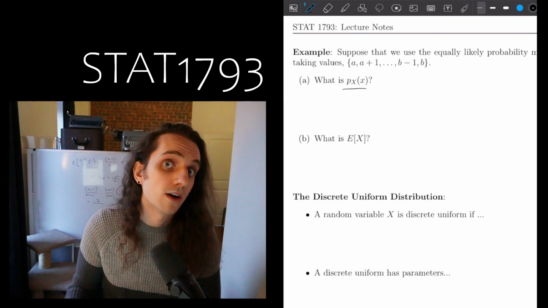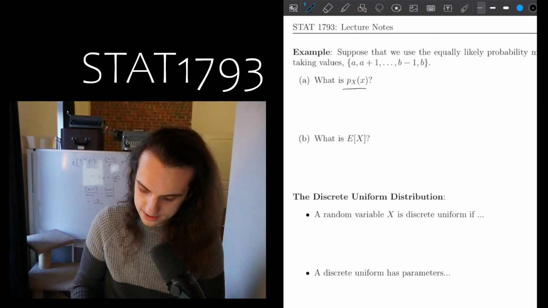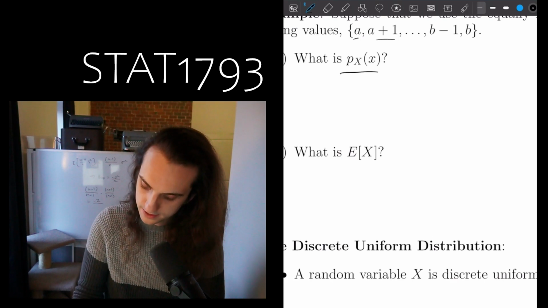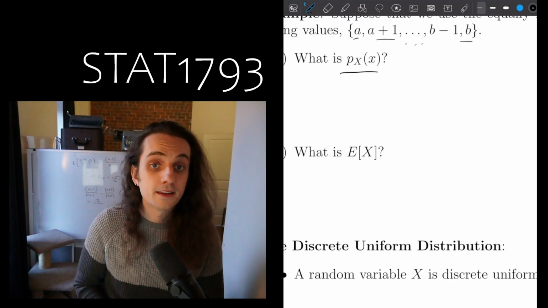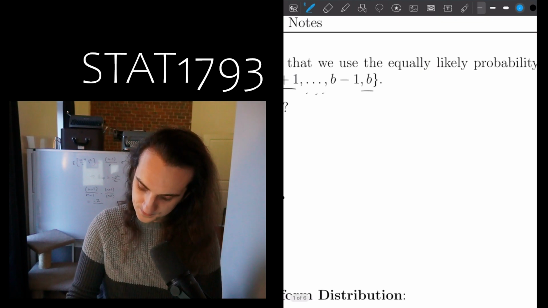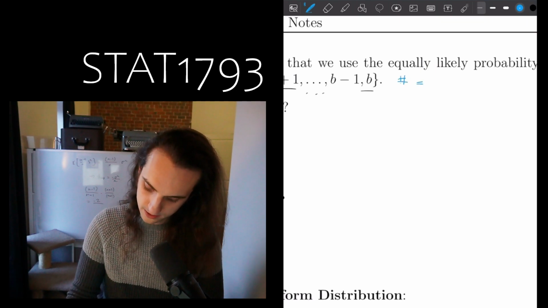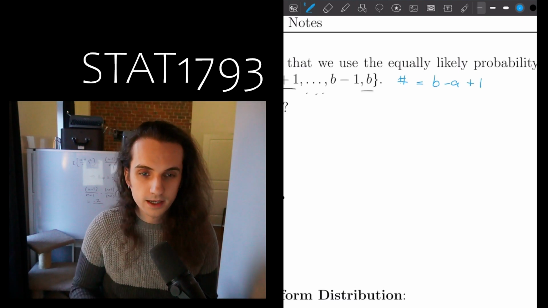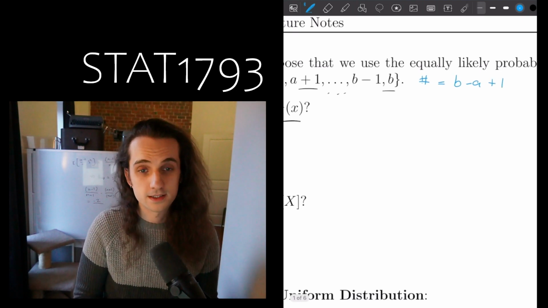And that's going to be the relevant probability for each event in the sample space, right? And so if you have a plus 1, all the way up to b, then the total number of events here is going to equal b minus a plus 1. Right, and so take a little bit of time to convince yourself that this is true.